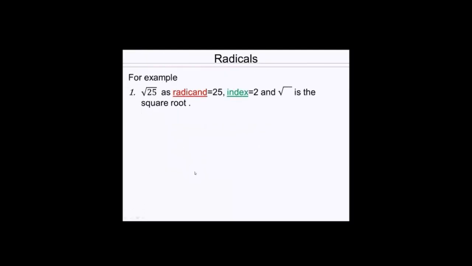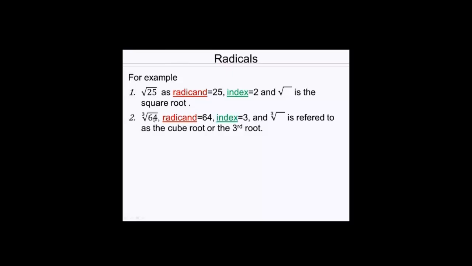For example, if I write the square root of 25, then 25 is the radicand and the index is 2. As soon as you identify the index, you know 1 over 2 is the exponent for 25. That's why I want you to be comfortable identifying the radicand and the index. For the cube root of 64, 64 is the radicand and the index is 3, or you can think of this as 64 to the power 1/3.